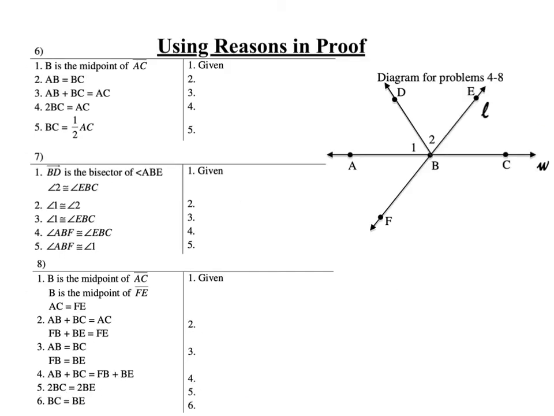Number 6, B is the midpoint of AC. So I need something that starts off with a hypothesis that we have a midpoint and concludes that we have congruent segments. That would be the definition of midpoint. Number 3, 2 segments make a big segment. That is the segment addition postulate.